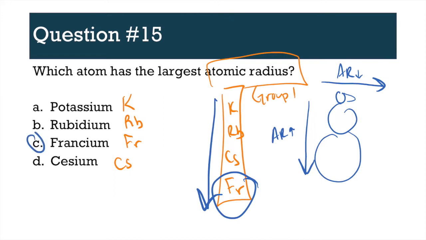Another way to go about doing this is if you forget the snowman, if you forget the trend, go to table S.